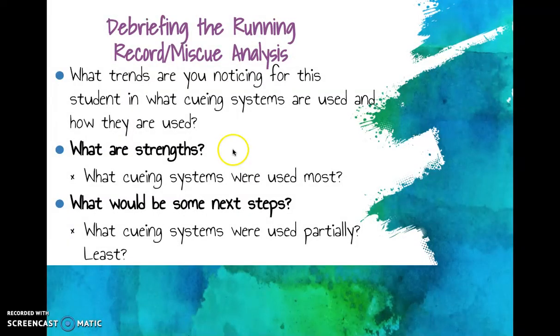We are going to draw our attention to the miscue table that you completed after you watched the video of David reading. Pause this video again briefly and answer the questions on the slide. Really, we're looking at what trends did you notice for David as you did the miscue analysis. What cueing systems were used the most? Those would probably be strengths. What were some next steps? Maybe what cueing systems were partially used or least used. Take a moment and do this reflective work and then resume the video.